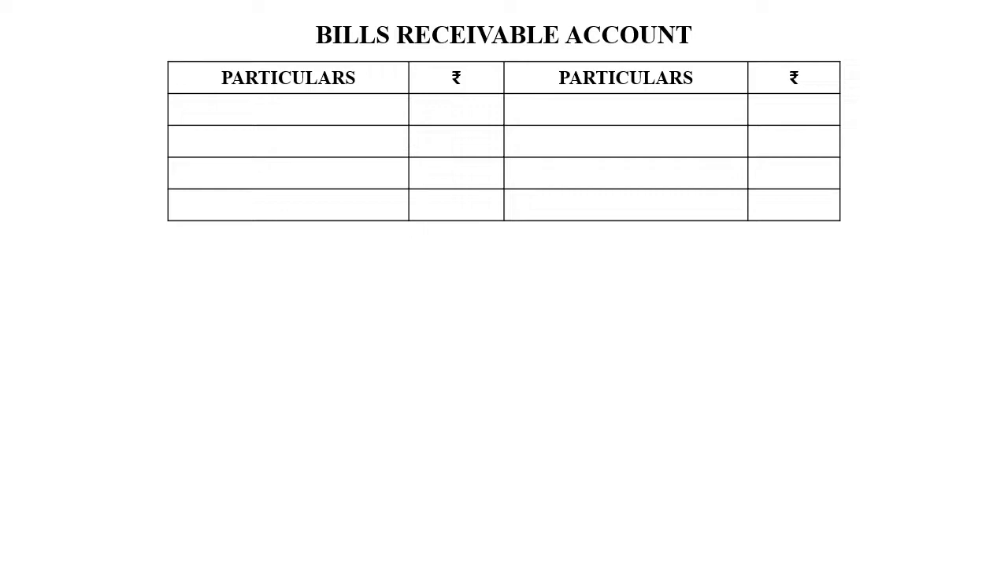Okay, so the first one, that is the opening balance. Bills receivable as well as debtor is an asset for me. So opening balance of asset is always debit balance. So opening bills receivable, that is to balance brought down. Opening debtor, that is to balance brought down. Both are my assets.